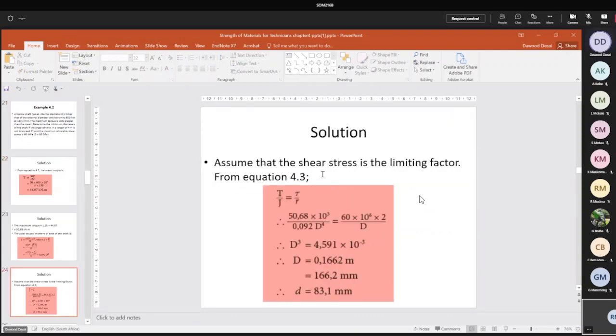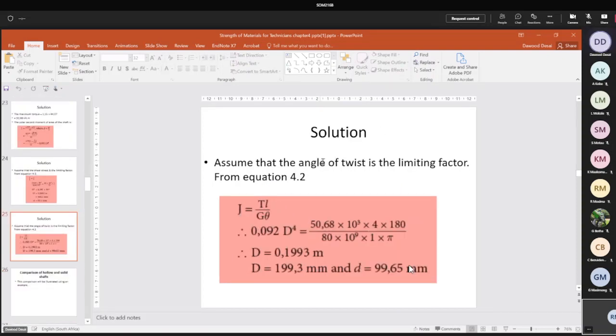So you can see now, if you're using the shear stress as the equation, you'll end up with a diameter of 83.1. Okay. And if you're using the angle of twist, 1 degree, or whatever they gave you as a constraint or design consideration. Limiting factor just means design consideration. You can design the diameter of the shaft on two theories. One is the angle of twist, and the other one is a stress one. So you don't know what the minimum diameter is. You've got to try out both. You're going to get two diameters using different equations.